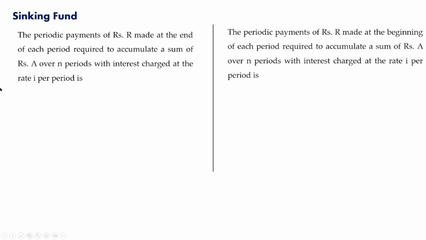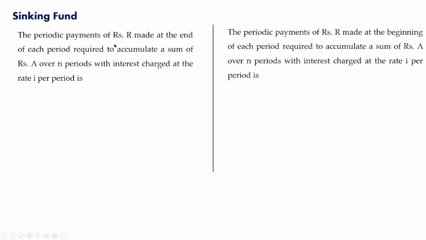And now as far as sinking fund is concerned, we have two types of formula. We have one for when the periodic payments of rupees are made at the end of each period, and another formula when the periodic payments of rupees are made at the beginning of each period. So we have two formulas for sinking fund. How these formulas are derived, I have already made videos. The links are available in the description. If you are interested, you can check those videos. So now we will see the formula.